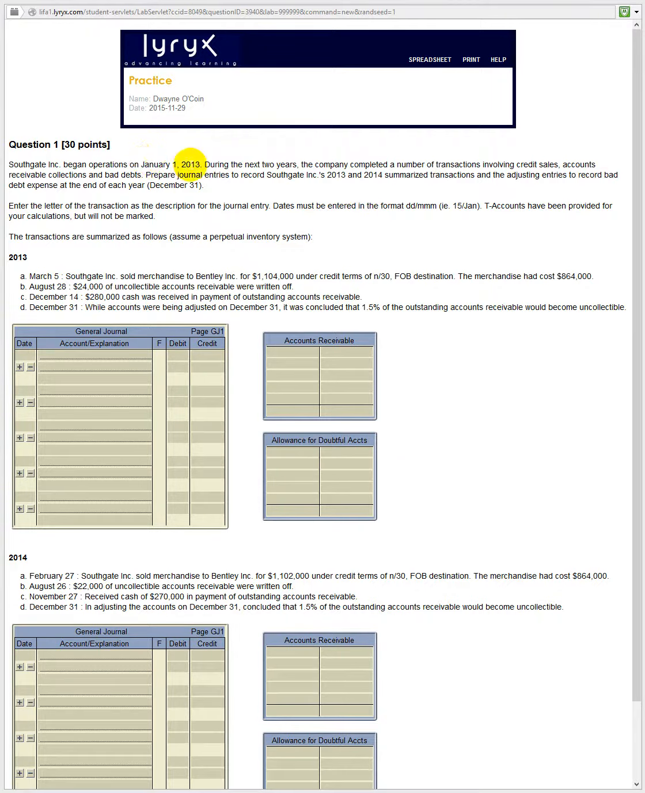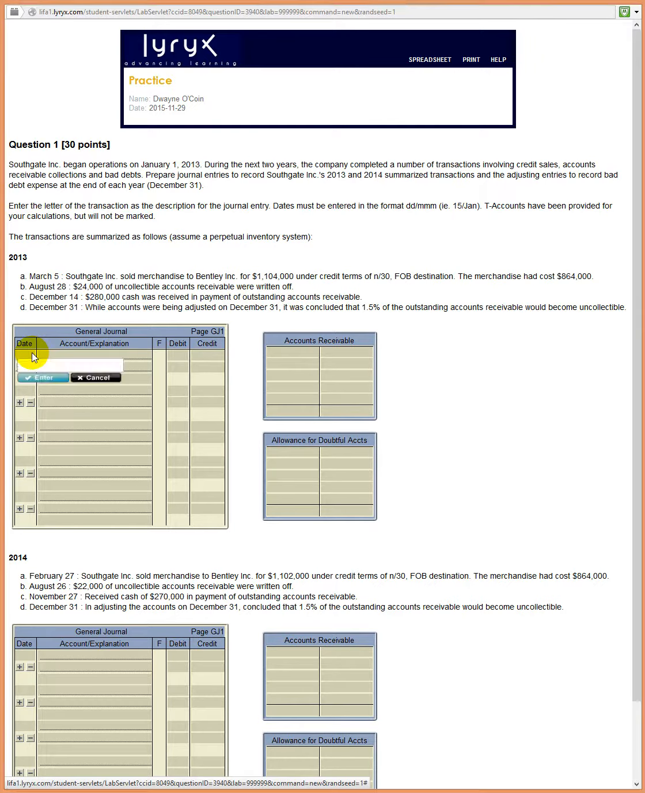The company began operations on January the 1st, 2013, so there aren't any opening balances in accounts receivable or the allowance. It says that these T accounts that we see here on the right hand side are just for our calculations. They will not be marked. So if you were doing this on an exam, you might want to save some time and not fill those out, but we'll use them to show how the balances change as a result of each of the transactions. So we have 4 transactions.